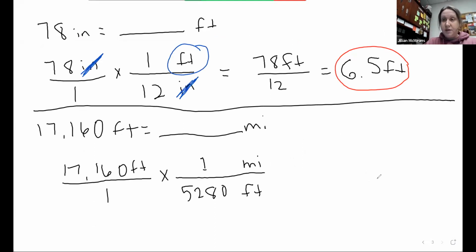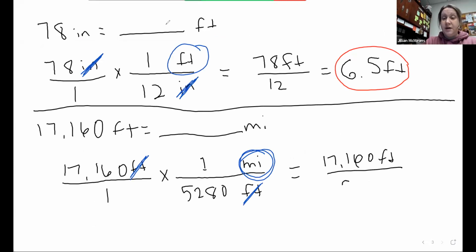We want to make sure everything cancels, clean things up, and then do our division. As far as canceling goes, feet cancel, and I'm left with my desired unit in the numerator. I'm going to clean things up a little bit. My numerator is 17,160 times 1, and then I just get feet. My denominator is 1 times 5,280. And now, as long as you show me this setup, you're welcome to use your calculator to do the division.